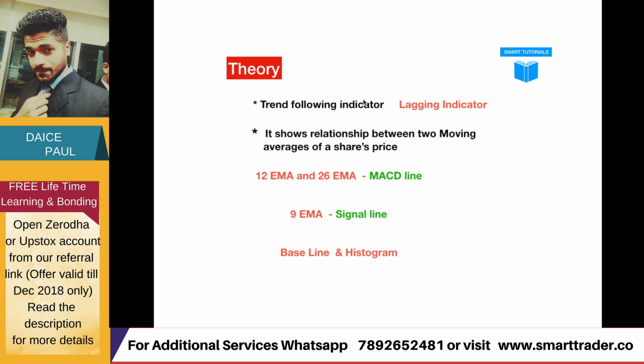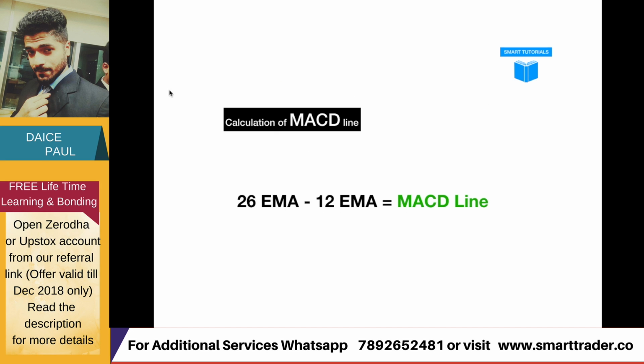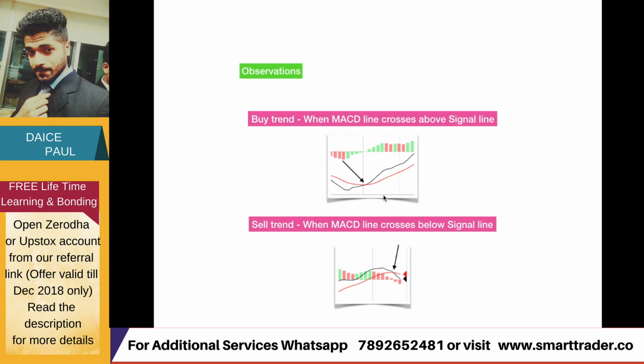So going back to the theory, I will show you the calculation of the MACD line. The black line which you see has been calculated by subtraction of the 26 EMA with the 12 EMA. So when you subtract the 26 with the 12 EMA, you get the MACD line value. That particular value is being used in that chart. Based on that value, the line moves, and we have a signal line which is red, which is the 9 EMA.